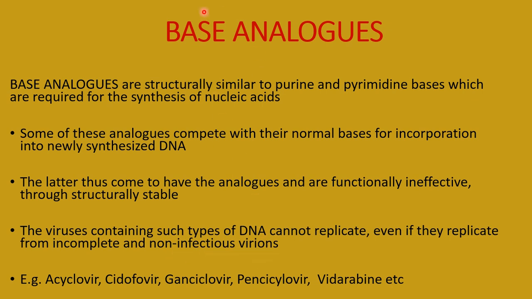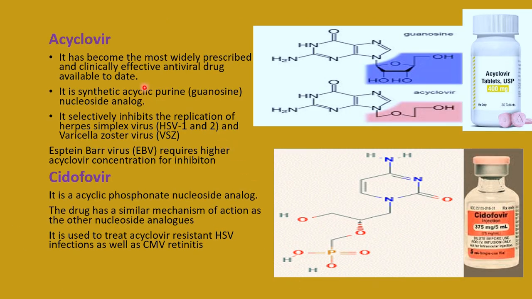The examples of some of the base analogues are Acyclovir, Cidofovir, Ganciclovir, Penciclovir, and Vidarabine. These are a few examples. Let's see their structure and function. The first one is Acyclovir.